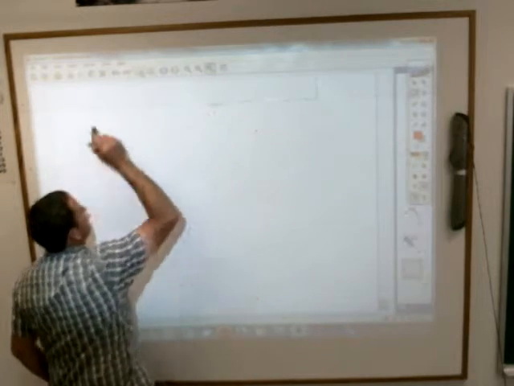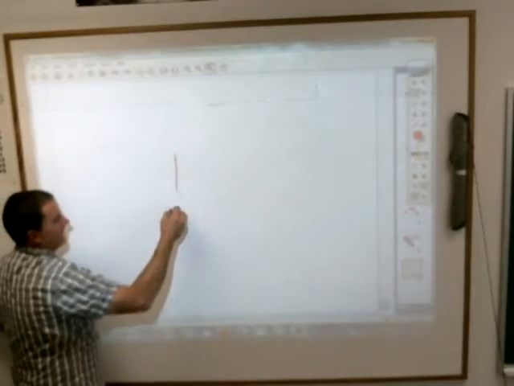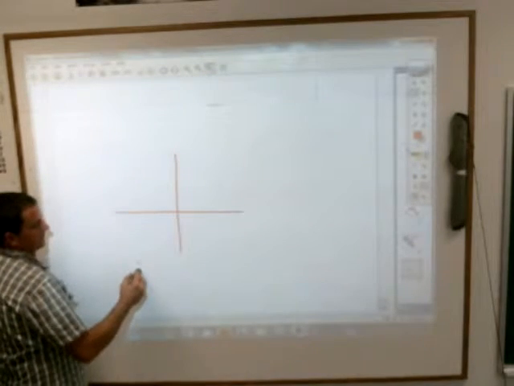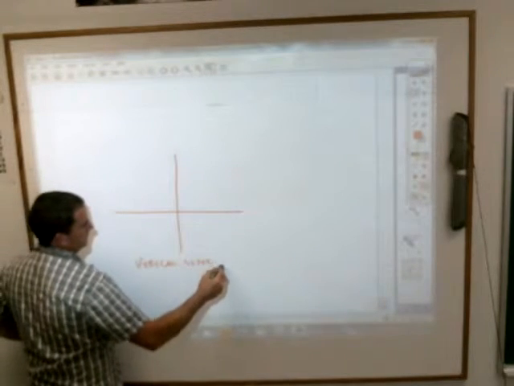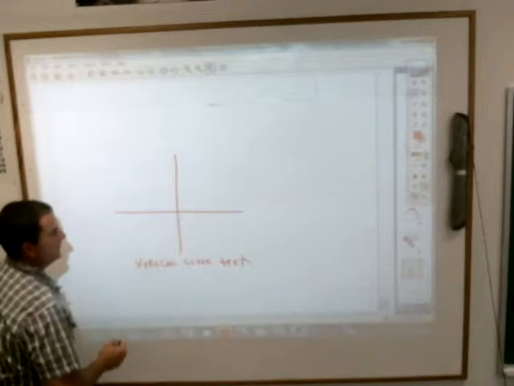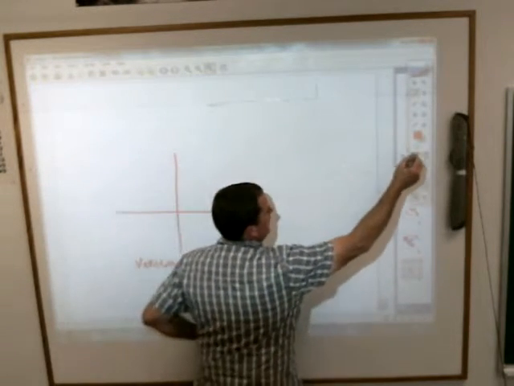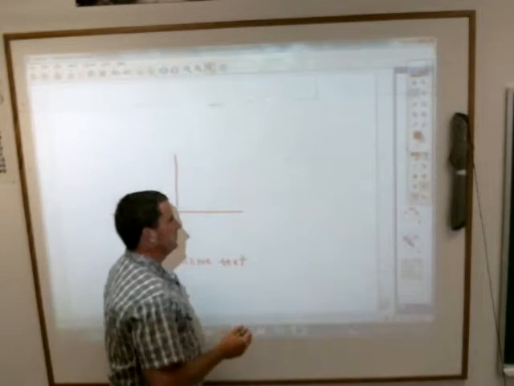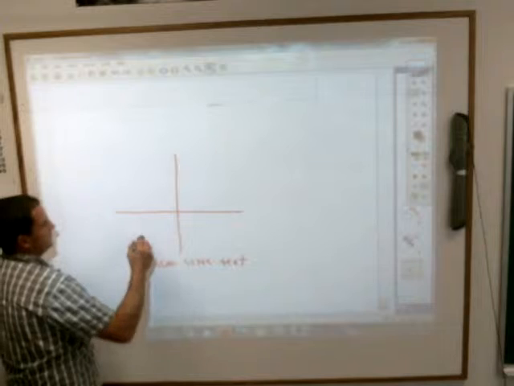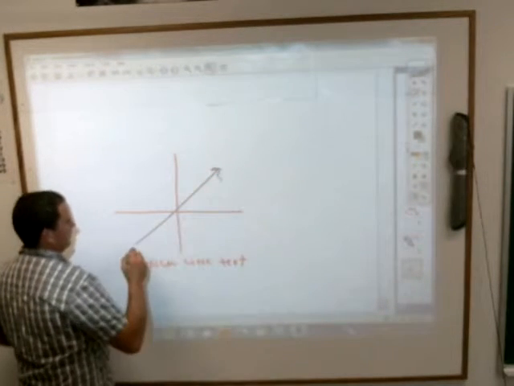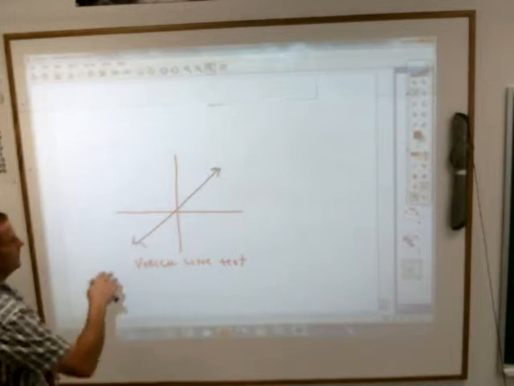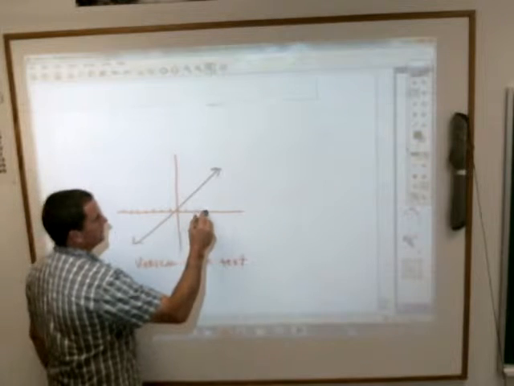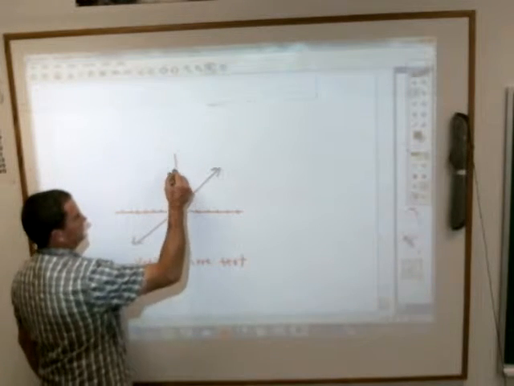Now, with that being said, when we graph things, in order to tell if they're a function, it is something called the vertical line test. Okay, and that means this. If you have a graph, well, let's just do a straight line. Every straight line is going to be a function. Because if you look at, here are all my x values, and here are all my y values.